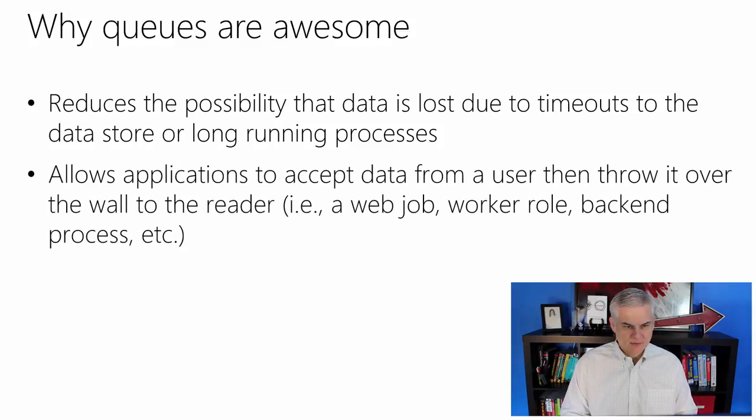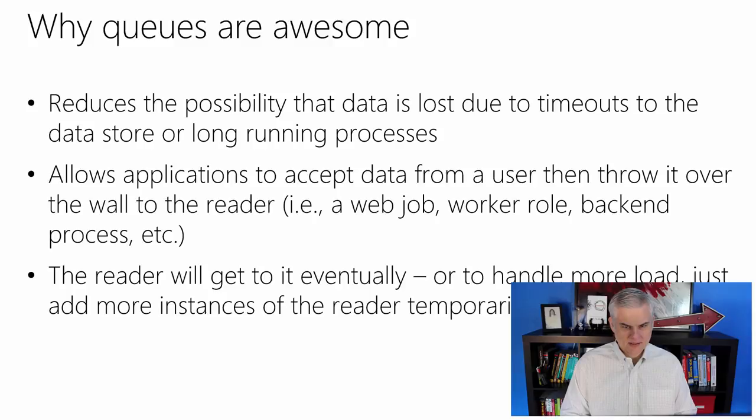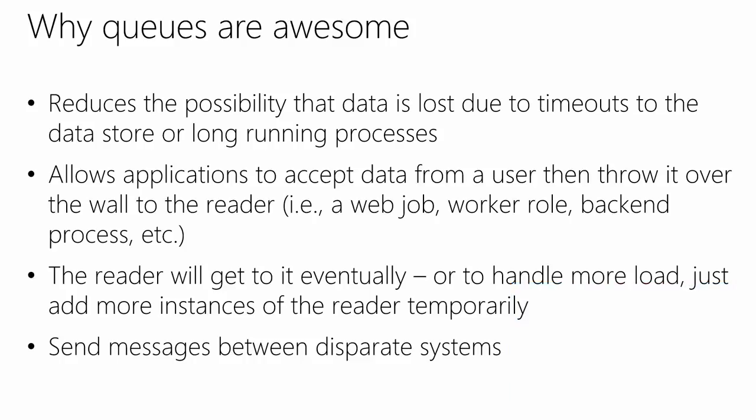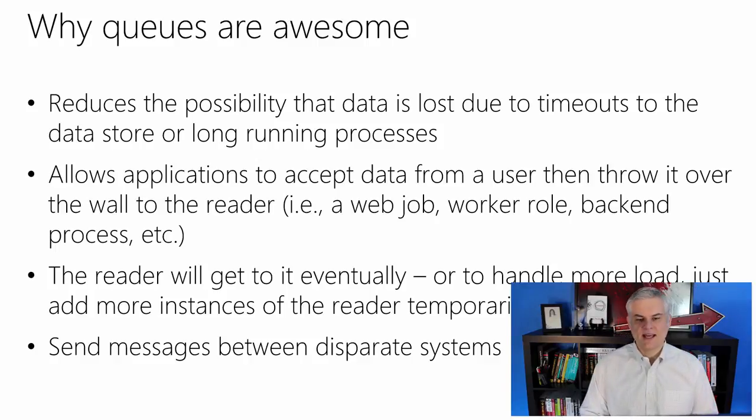So yeah, I think we talked about all that. The reader will get to it eventually, or to handle more load, just add more instances of the reader temporarily. And also, queues are awesome because they allow you to send messages between two systems that were never intended to talk to each other. As long as they can read and write to a queue, you can communicate between any two systems, or you can bolt some functionality on the side that enables that.